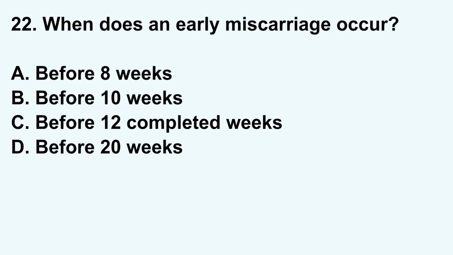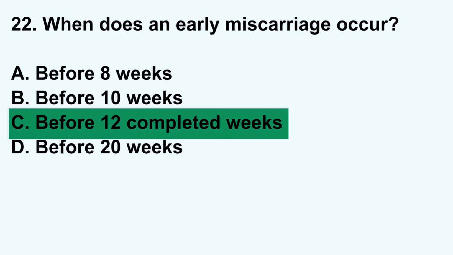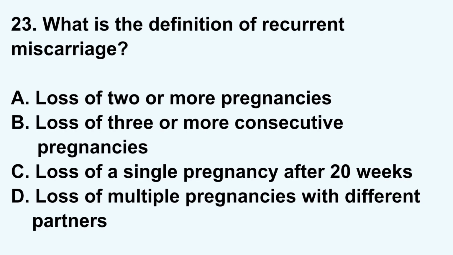When does an early miscarriage occur? A. Before 8 weeks. B. Before 10 weeks. C. Before 12 completed weeks. D. Before 20 weeks. Correct answer, C. Before 12 completed weeks.